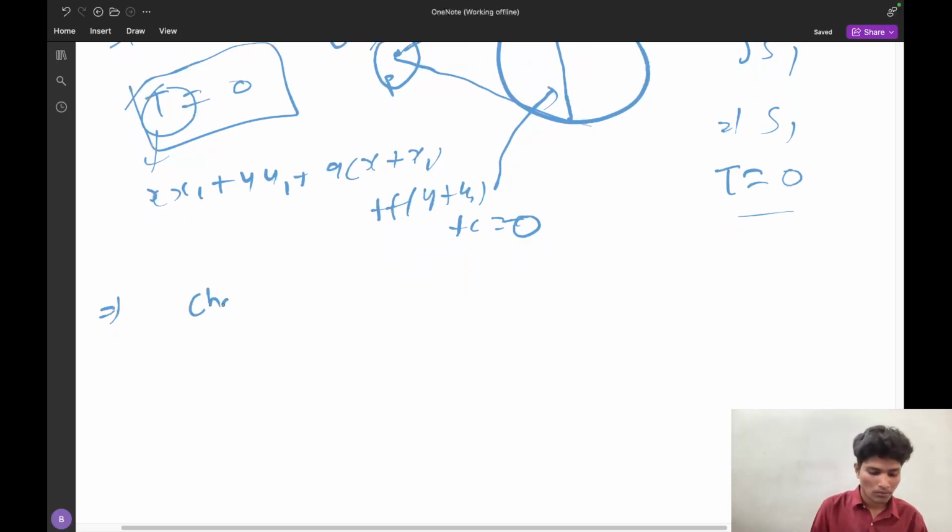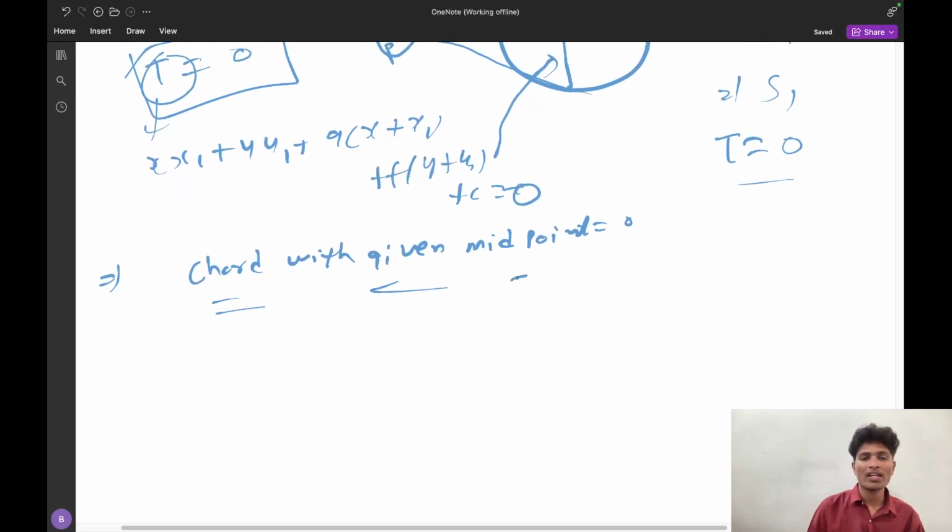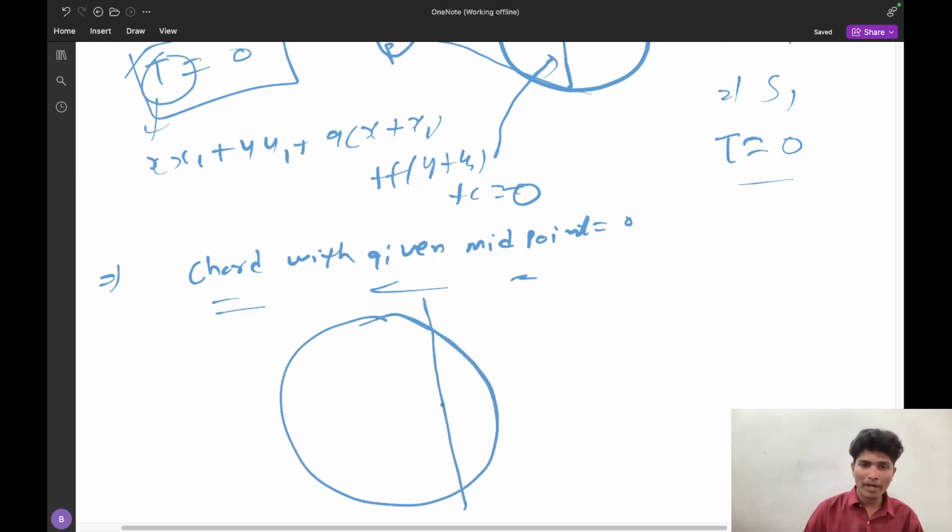Now, chord with given midpoint. Another result. What is a chord with a given midpoint? Suppose we have to calculate the chord with a given midpoint. This is a circle, and this is the chord, and the midpoint of this chord is given. Now the equation will become T is equal to S1. T is the transformed equation. I already explained this is the tangent transformed equation.